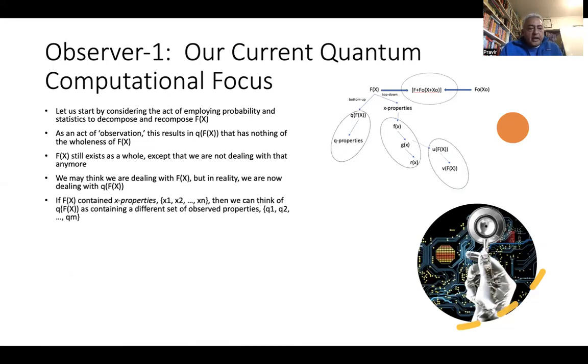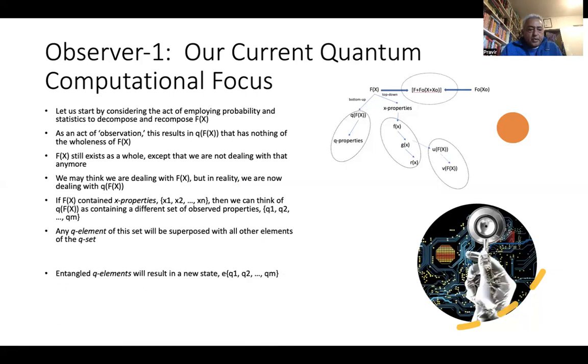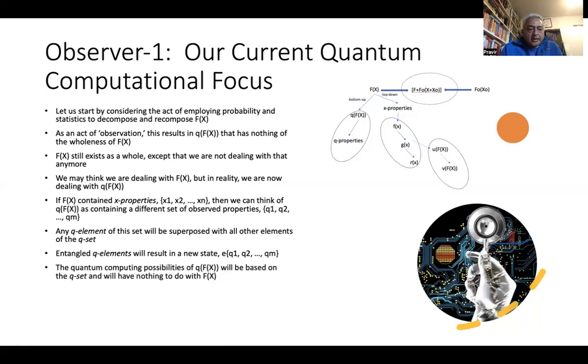We're dealing with QFX. And if Fx contained properties, x properties, then we can think of QFX as a different set of observed properties, Q1 through QM. So we're now dealing with a different set of properties that still can be combined together, can be leveraged for superposition and entanglement. And in a sense, what we appear to be doing is building a different layer for computation, leveraging quantum computational properties. But again, it's not related to this aspect of Fx that would require a different kind of architecture. So any Q element of this set, as I said, can be superposed. Q elements can be entangled. And the quantum computing possibilities of QFX will be based on the Q set, and again, will have nothing to do with Fx. So the Q set can be considered to be this over here.